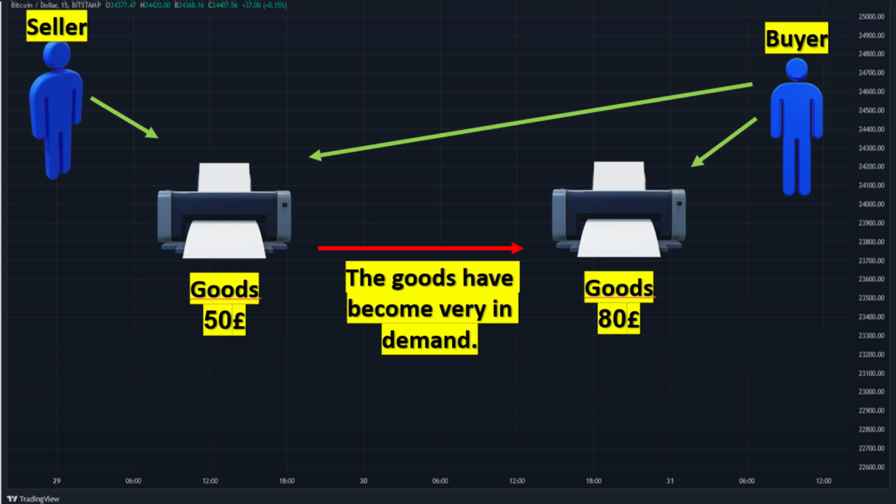The same thing applies to the fair value gap. The fair value gap is the fair price of the goods. It means the $50 that we should buy at, because it's the fair price for these goods. I hope this example made the fair value gap clearer for you.